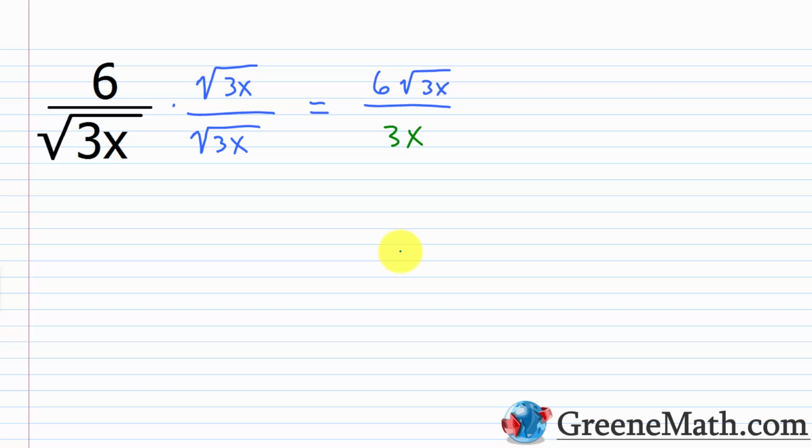Now I'm not done because I can simplify further. Between the numerator and denominator, I have a common factor of 3. So this divided by this would give me what? That's gone. This would be a 2. So I end up with 2 times the square root of 3x over x. And that's my final answer. I can't do anything else. But again, notice how I don't have an irrational number in the denominator. I just have an x.